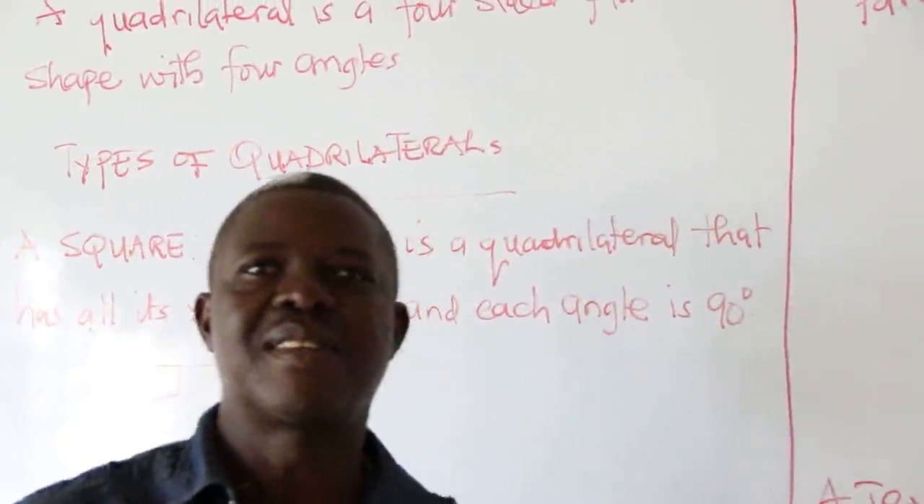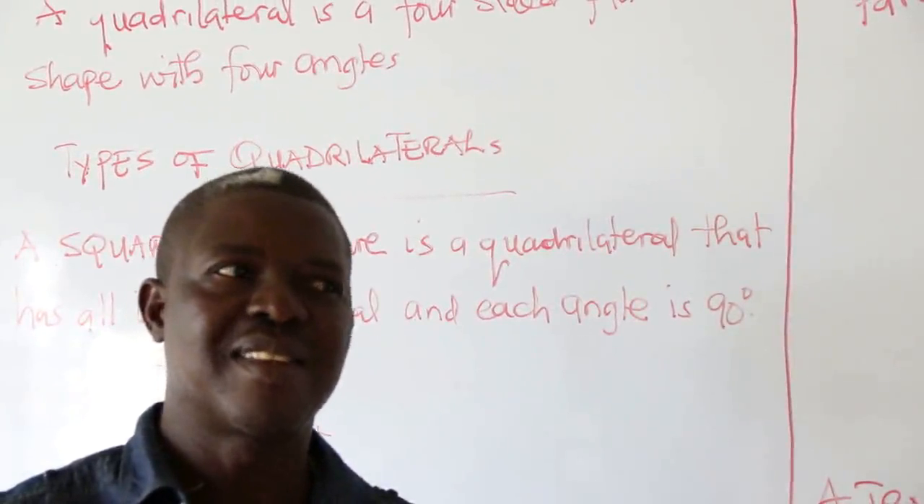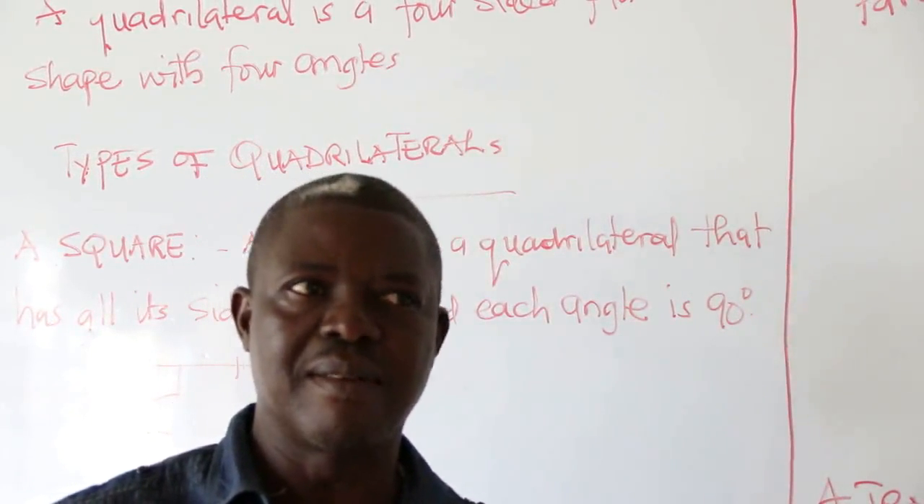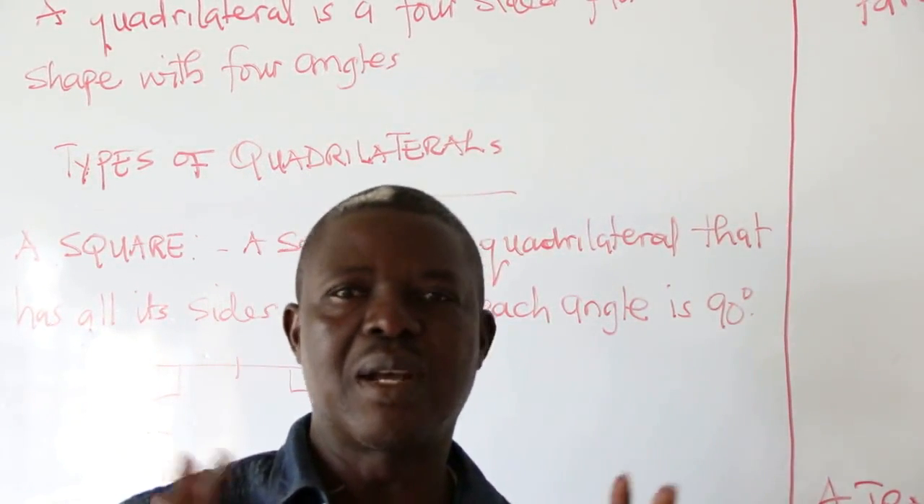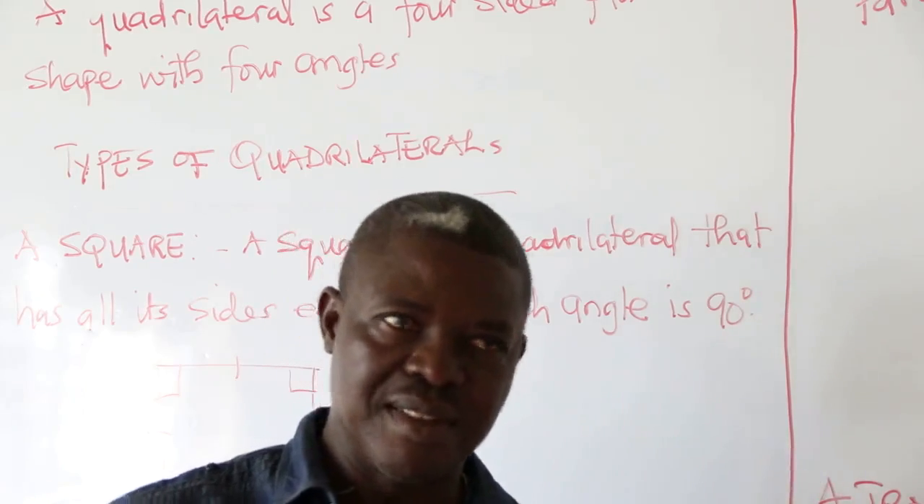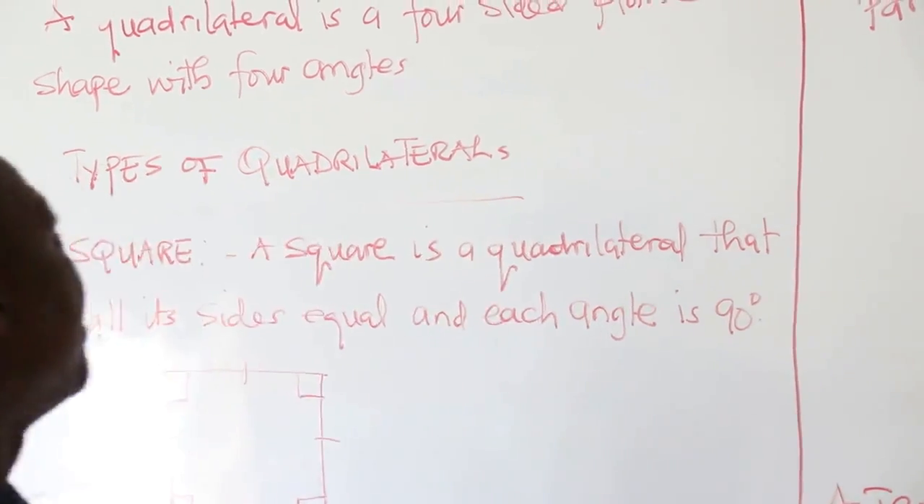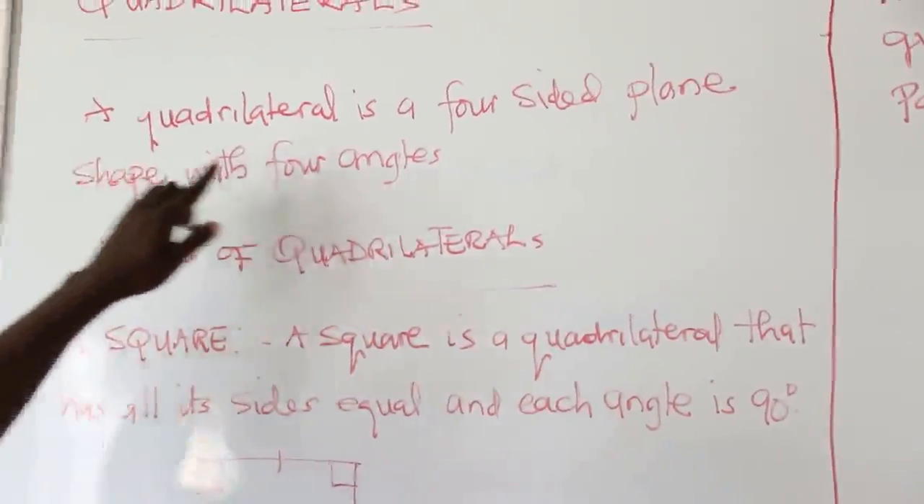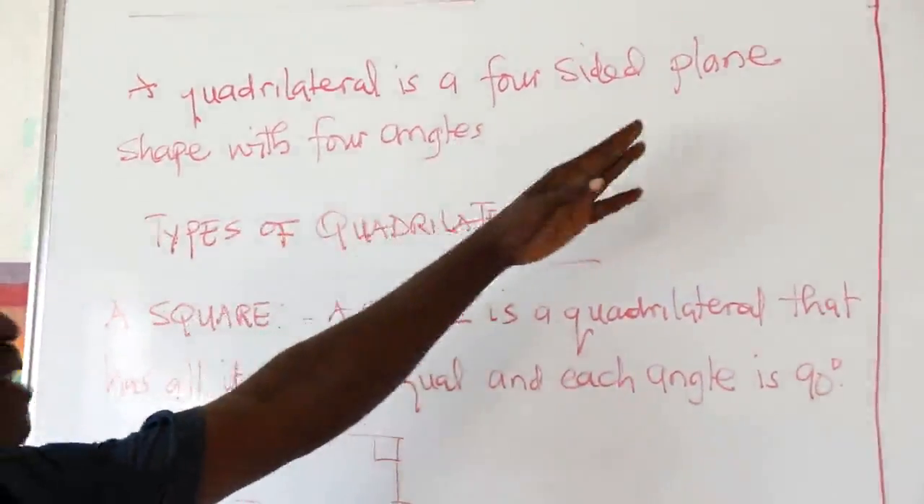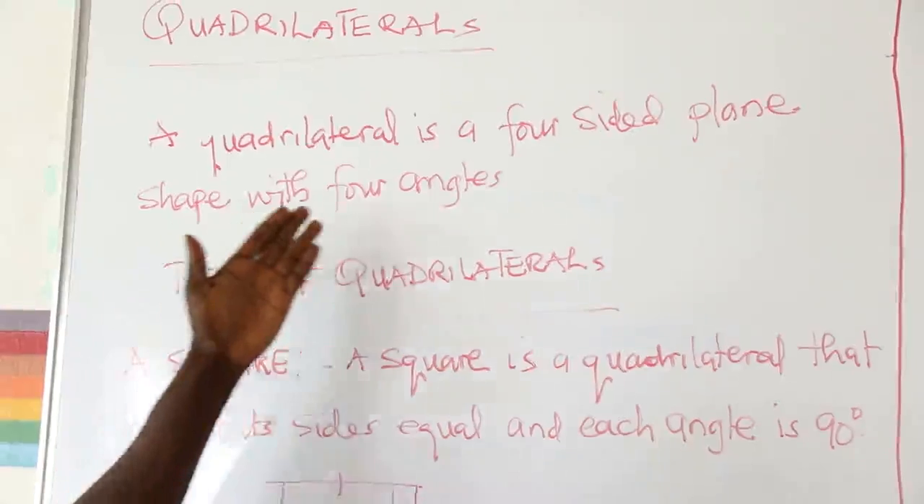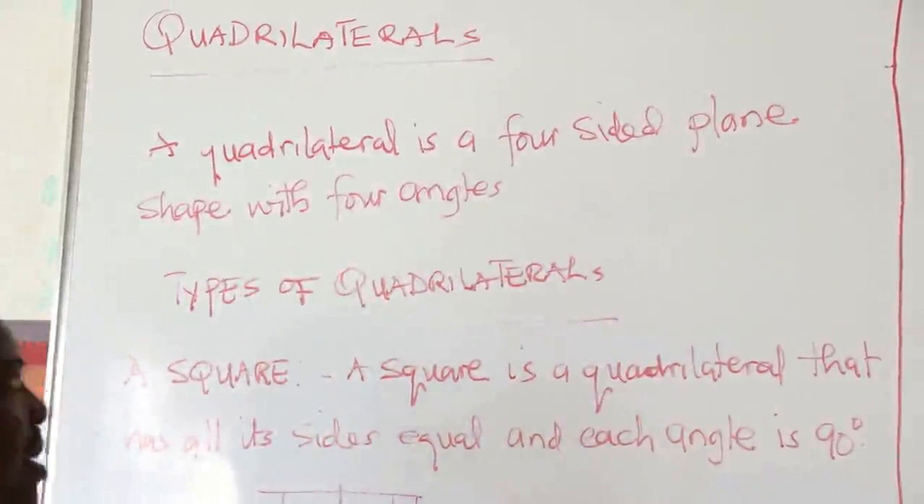Good day, viewers. In our last class, we discussed types of triangles. Today we are going to look at quadrilaterals generally. Therefore, a quadrilateral is a four-sided plane shape with four angles.